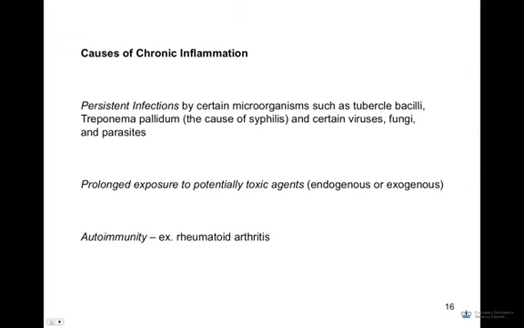They're either from an endogenous or an exogenous source. And if we have a prolonged exposure to them, they can cause chronic injury, which causes chronic inflammation. And then lastly, a very important example or cause of chronic inflammation is autoimmunity. With autoimmunity, you get a chronic activation of the inflammatory response because your body is reacting to some sort of self-antigen. And since the self-antigen isn't going away, it constantly triggers a chronic inflammatory response.